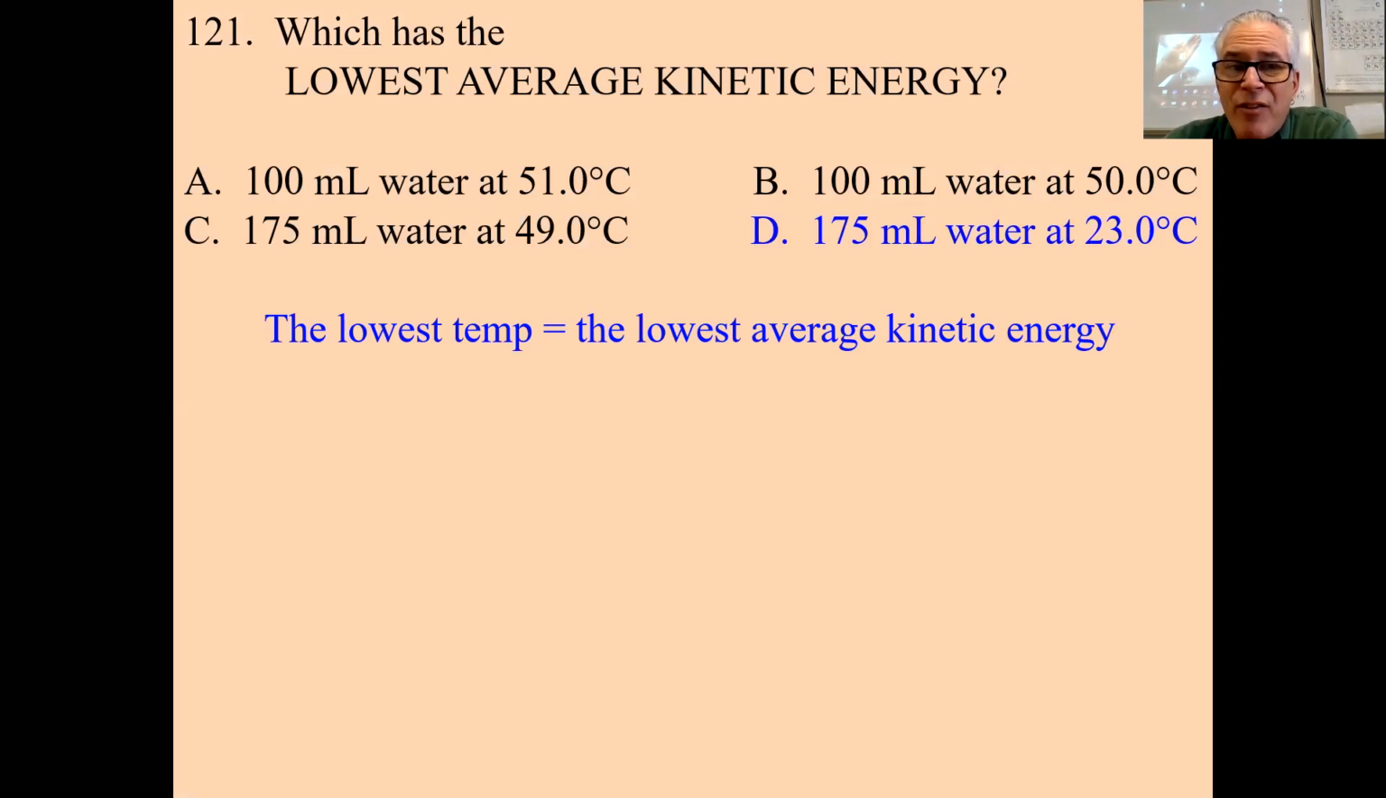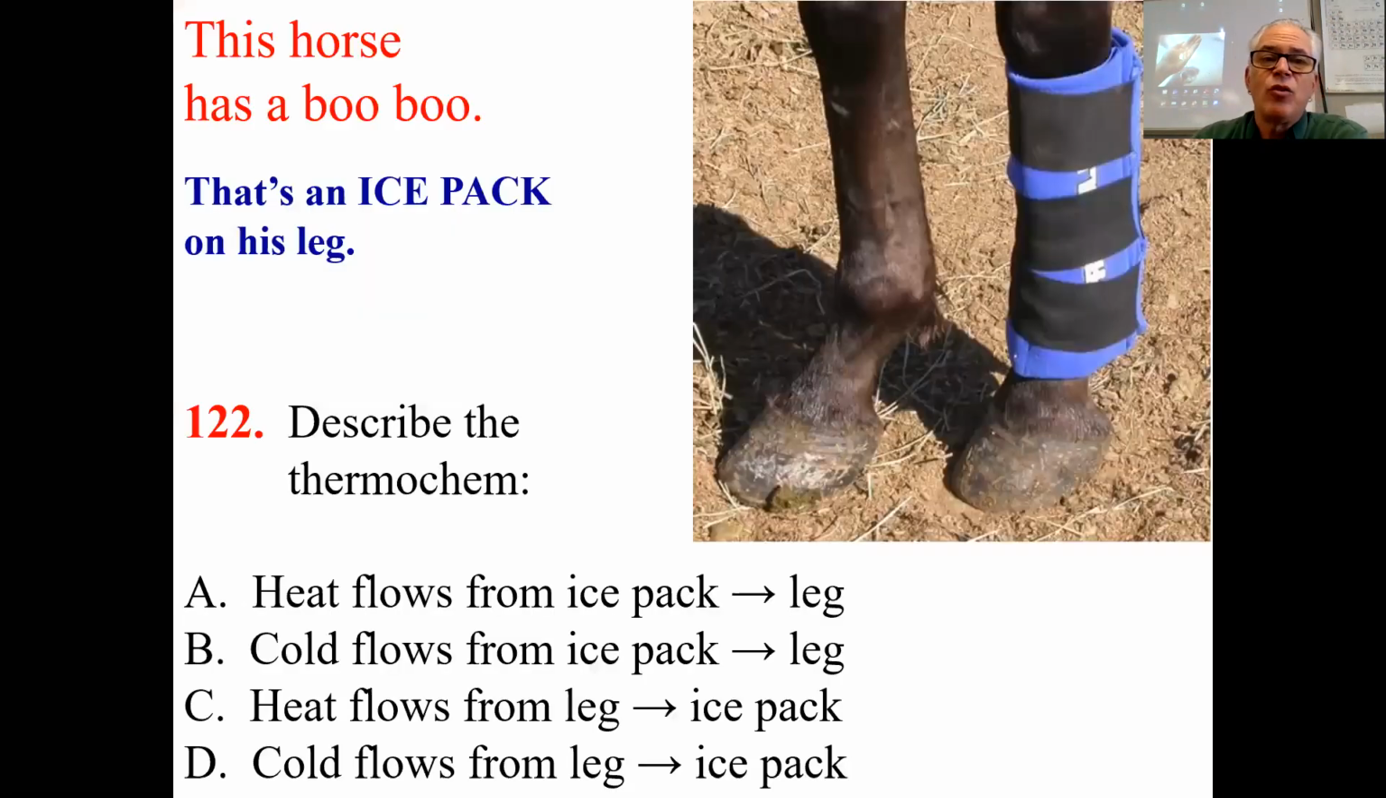That's how it works. It's average. It doesn't matter what the volumes are anymore because we're using the average. That means we have equal comparisons. We're only going to look at the temperature. Kinetic energy and temperature are always hand in hand. They do the same thing.